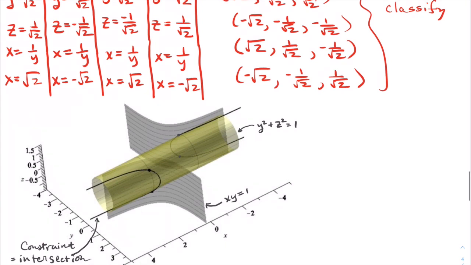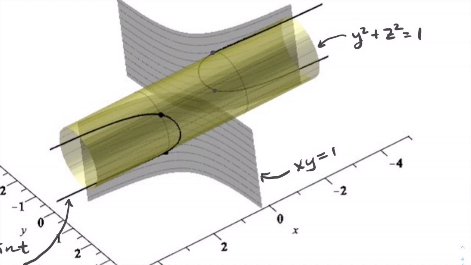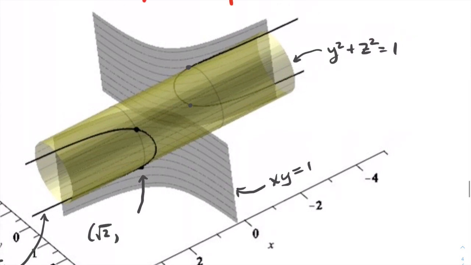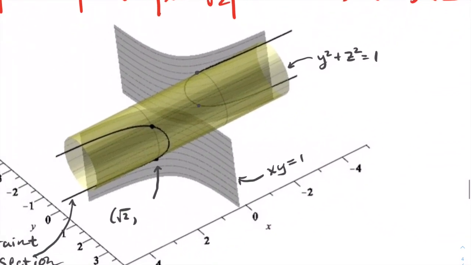So this point right here is root 2, 1 over root 2, and negative 1 over root 2. And you can sort of identify the rest of the points. Root 2, 1 over root 2, and 1 over root 2 is going to be this one here.